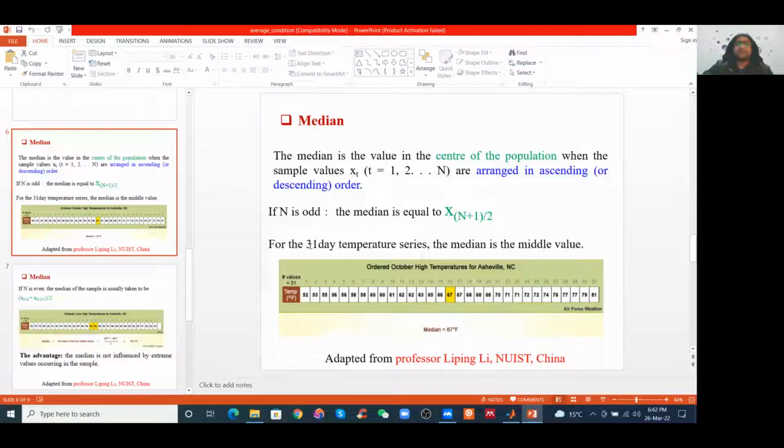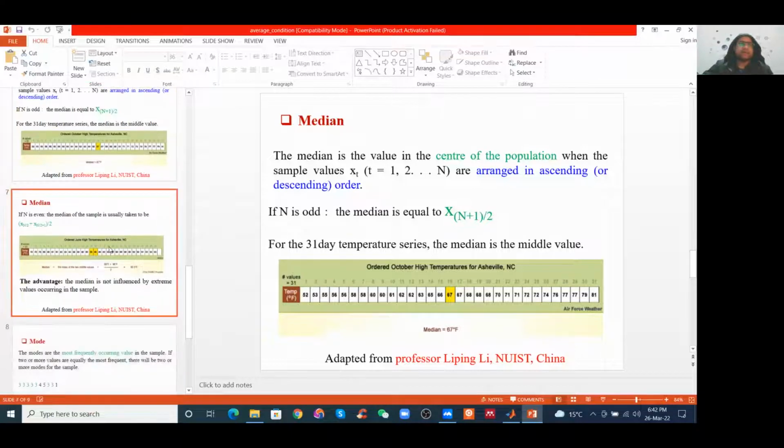Say for example you have temperature data for October, 31 days. So this is an odd number. Then x is the time series, and n is 31 plus 1, 32, divided by 2. That means 16. So you have a 31-day temperature in Fahrenheit. What is the median value? Number 16. Then it is 67 degrees Fahrenheit.